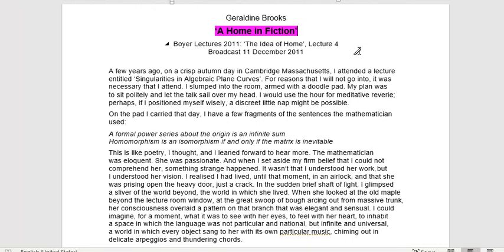Okay, her opening remarks. "A few years ago, on a crisp autumn day in Cambridge, Massachusetts, I attended a lecture entitled Singularities in Algebraic Plane Curves." Okay, she begins with an anecdote, right? She begins with an anecdote just here. She begins with this personal anecdote to establish familiarity and humility, particularly with her listeners.